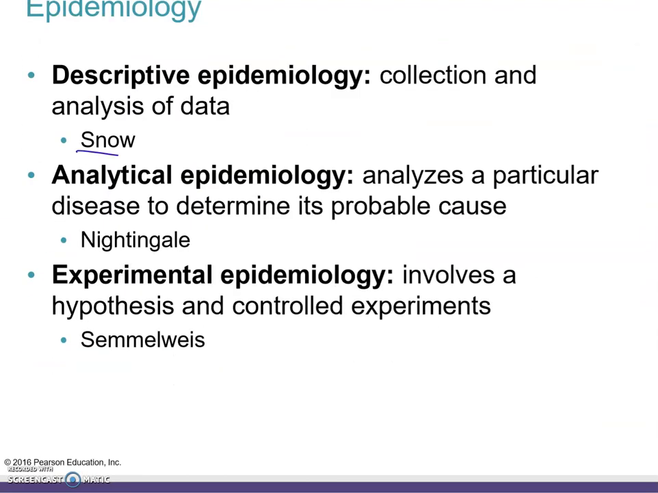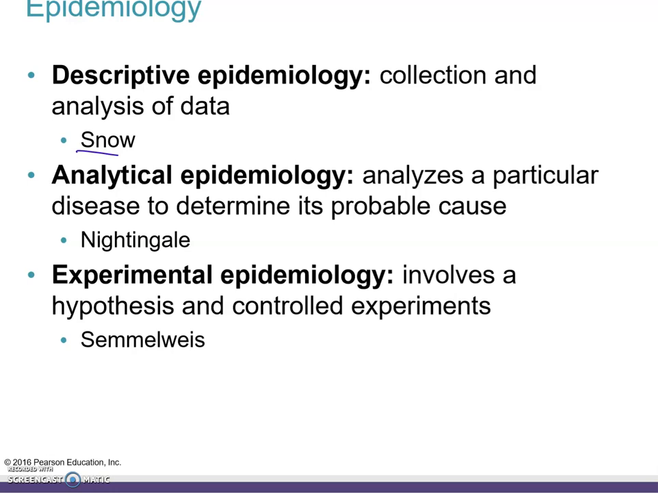Now here you can see different branches of epidemiology. Descriptive epidemiology, they're collecting and analyzing data. A typical example would be John Snow mapping the cholera incidence to a contaminated well in London. Analytical epidemiology, Florence Nightingale was that. She was analyzing disease to determine its probable cause and then implementing new procedures to limit the spreading of a certain disease.